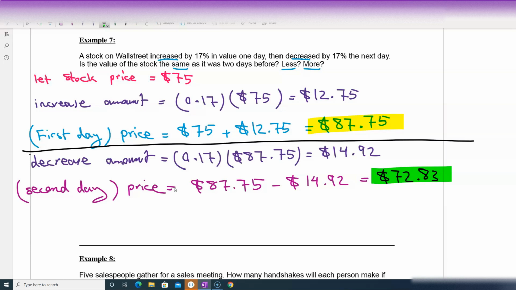Now comparing this one, it's asking, is the value of the stock the same as it was 2 days before, less, or more? So 2 days before was $75. Now here is $72.83, meaning that this is less. The answer is less.